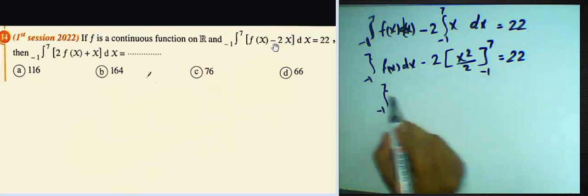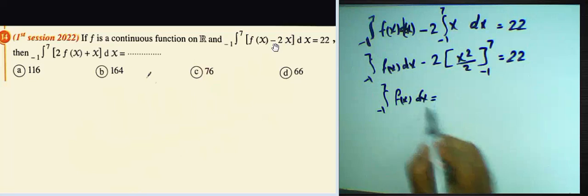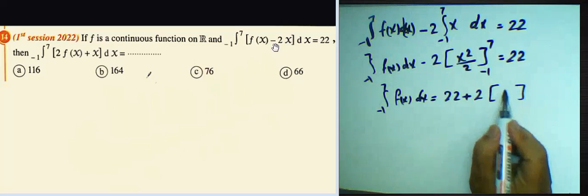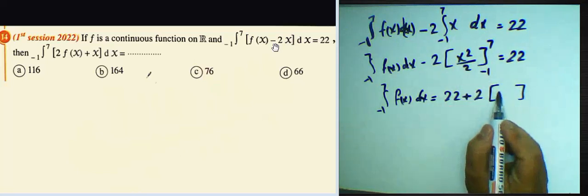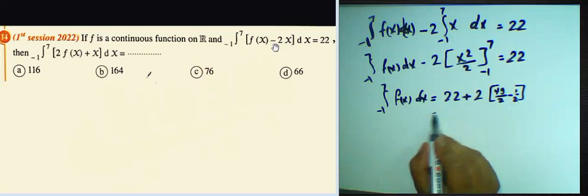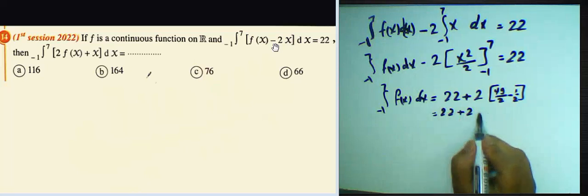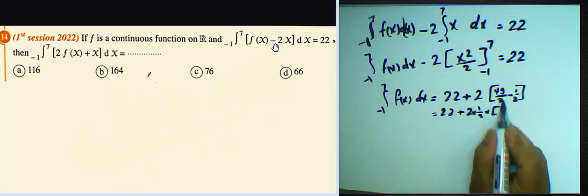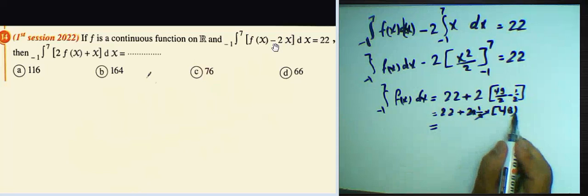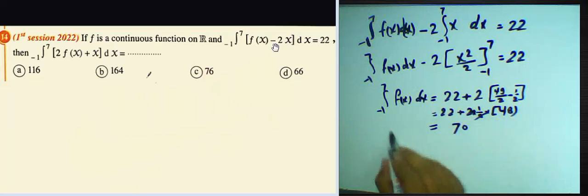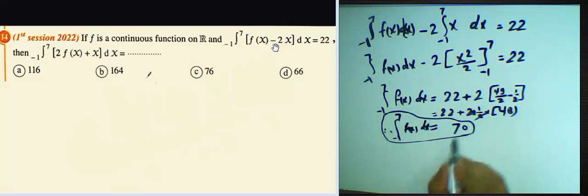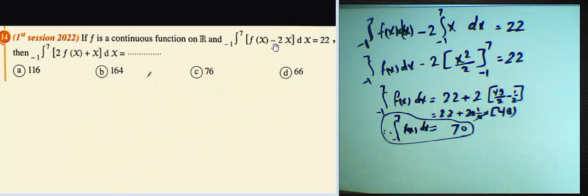Then the integration from -1 to 7 of f(x) dx will be 22 plus this integration. This integration will be: put 7 here, 7 power 2 is 49 over 2, subtract 1 over 2. It will be 22 plus 2 multiplied by one half, the common factor between them, and 49 minus 1 equals 48. Cancel them. The result will be 22 plus 48, equals 70. Then the integration from -1 to 7 of f(x) dx equals 70. Okay, then we can find the question.